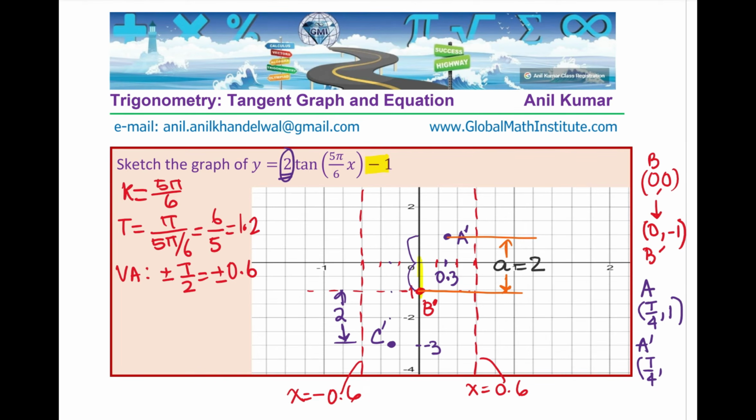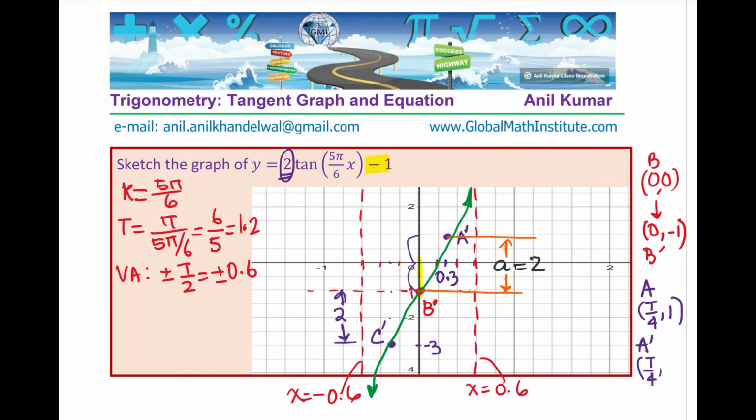So we have our critical points, and of course we have the vertical asymptote. With that, we can actually sketch our graph. So we have these points, connecting them, we have the graph. You see that. So that is how we are going to sketch the tangent function. Is this part clear to you?